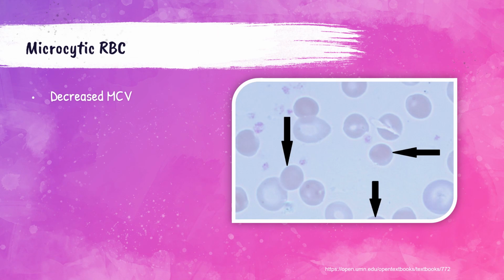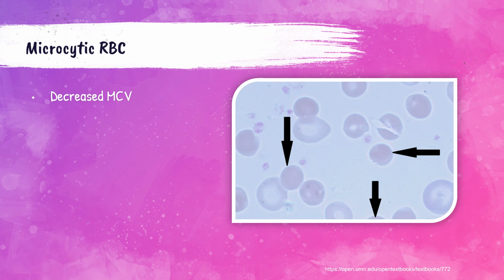Now this would be a peripheral blood smear of a patient with a decreased MCV. So these red blood cells are microcytic, meaning that they are of decreased size. The arrows in this photo on the right-hand side are showing microcytes. Actually, these particular red blood cells are also hyperchromic, which we'll talk about a little later in this video. But for the purpose of this slide, we are referring to the size of these red blood cells.